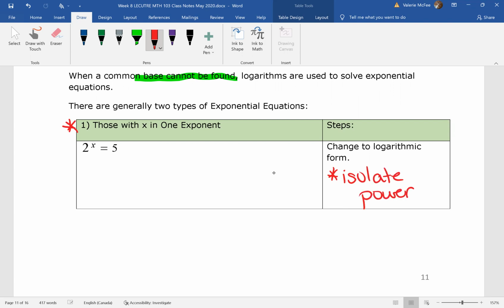Remember at the beginning when we were changing back and forth between logs and exponential form, we always had to isolate our power first. Here, our power is already isolated. So to change it to log form, log base 2, the base is always the same. The answer to a log is always the exponent. So our argument goes here. That's it. This is our exact answer. I am not looking for decimal answers here. Never. We are not using calculators.